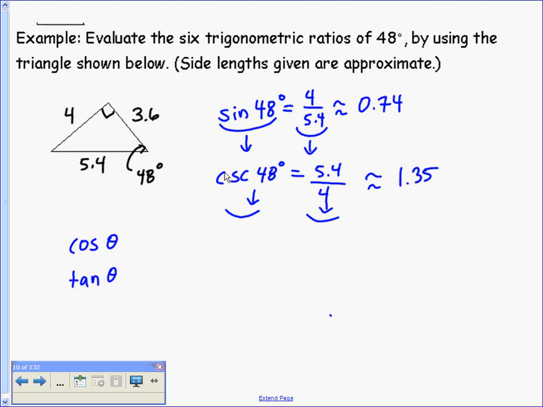tangent, and then, of course, the reciprocals, which are going to be secant and cotangent. Okay.